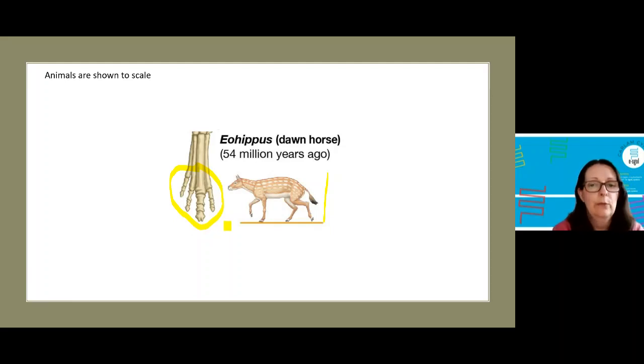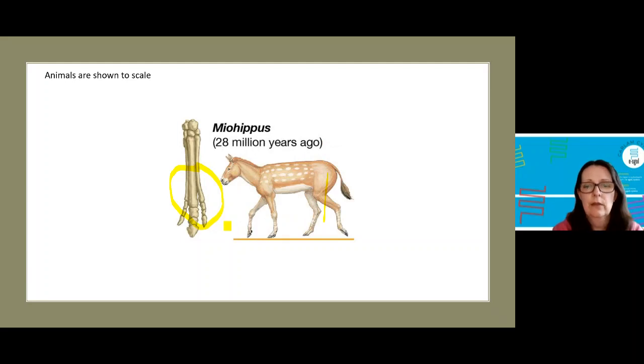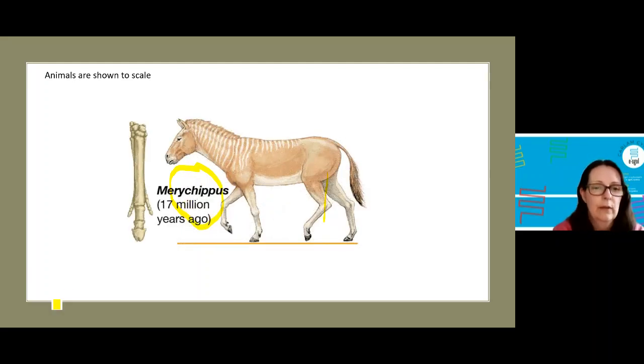So if we move forward, we can see that 28 million years ago, Miohippus, and the foot shape has changed slightly. You can see here that we've now got three parts to the foot rather than four in the previous version. So moving on, I'll just get rid of this. There we are. So we can see the changes here in the feet. So as the horse is getting slightly taller, you can see it's becoming perhaps more like what we would recognize today, as that fusing of the bones takes place here.